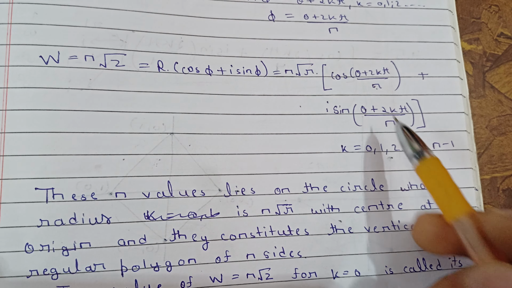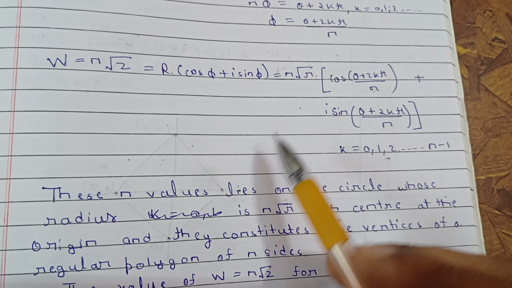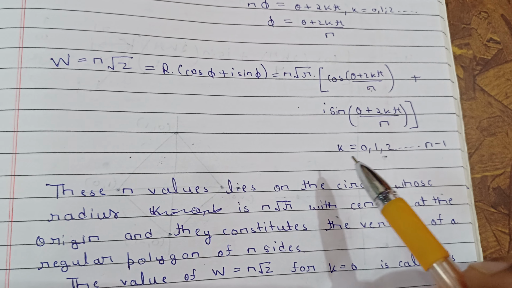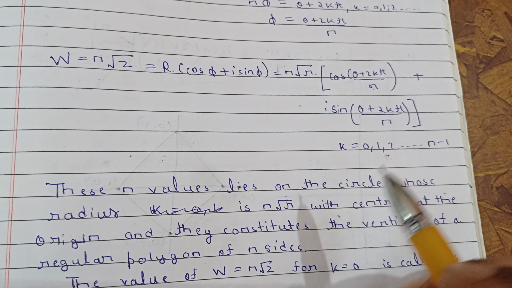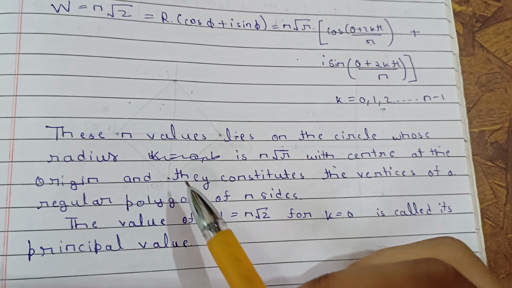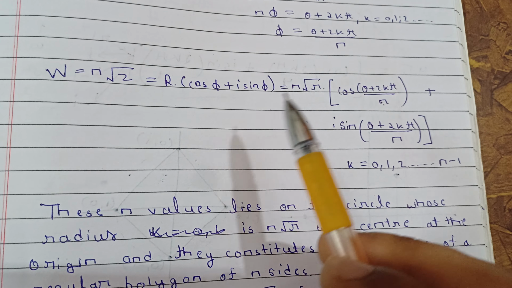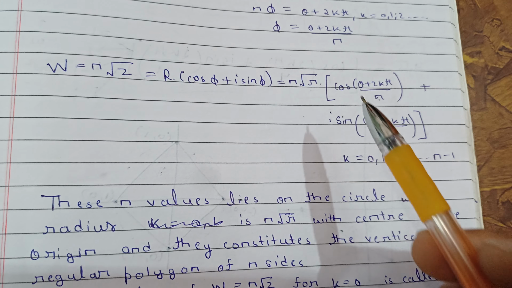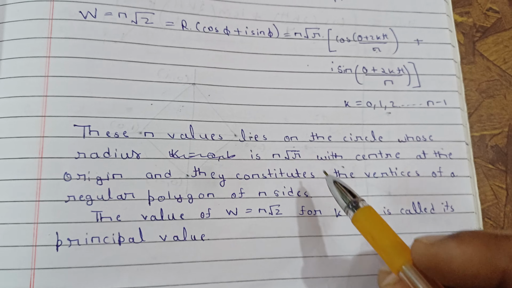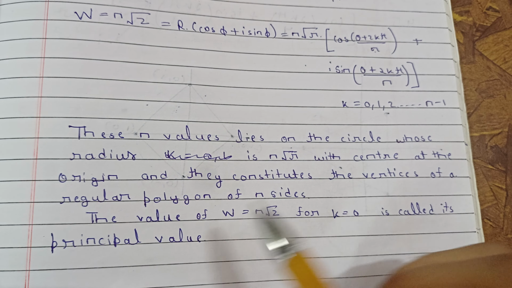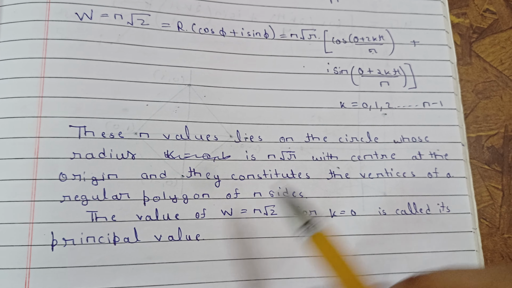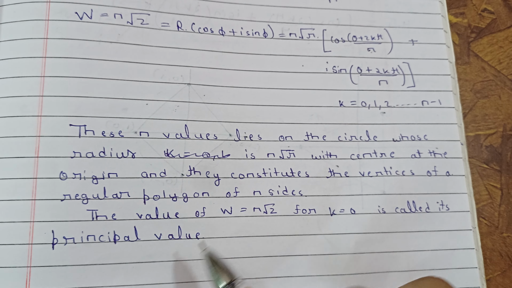And all these roots which we are finding always lie on a circle, and when you join these points they will give you a polygon of n edges, meaning n corners. So these n values lie on the circle whose radius is the nth root of r. So this is the equation of the circle. This will be your radius, because the magnitude of this will give you 1, with center at the origin, and they constitute the vertices of a regular polygon of n sides. Okay, we'll see this in the next example about this polygon.